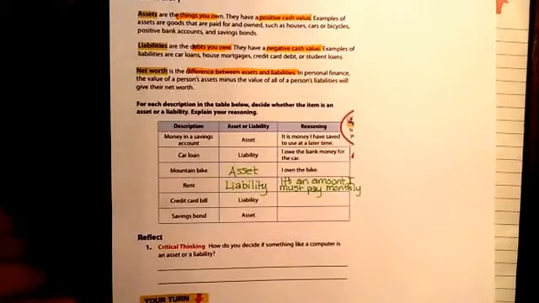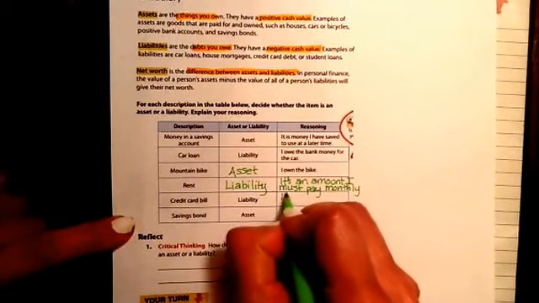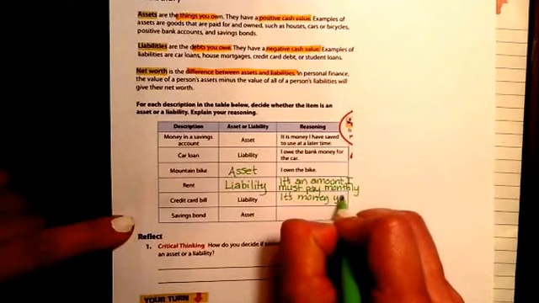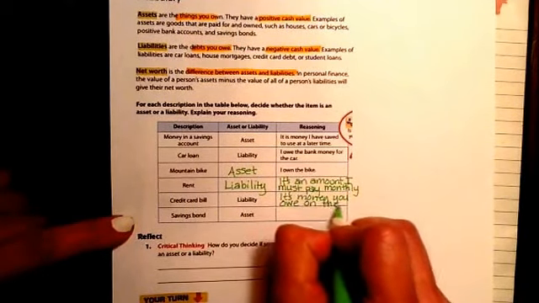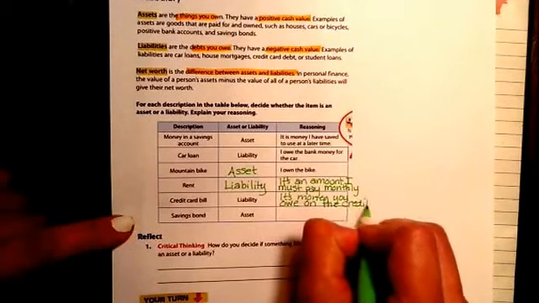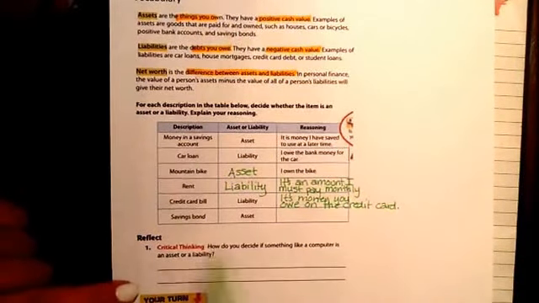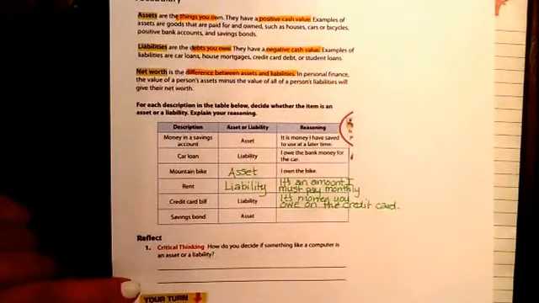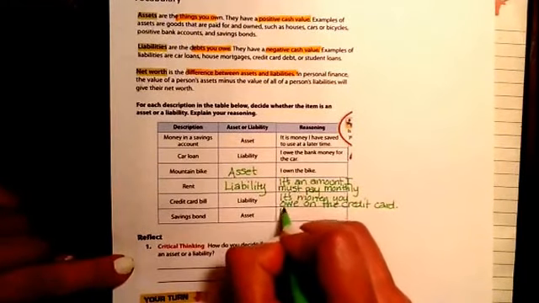A credit card bill is also a liability. To explain that, it's money you owe on the credit card. Okay, a savings bond, which it tells you up above, is an example of an asset because it's something you can exchange for cash.